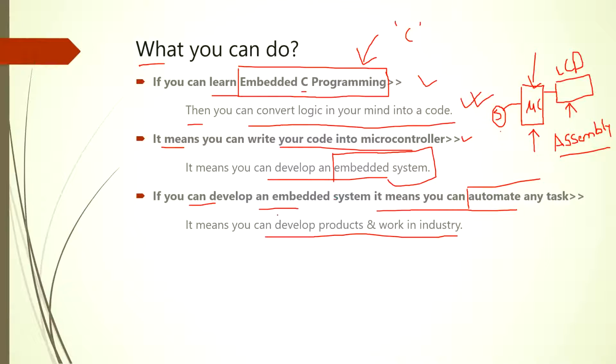Once that is done, the only point is that we need to develop a product. We can develop a product of our own, and also we are eligible to work in industry, which means for development of embedded systems. So these are the main 3 points to consider when thinking of a career in embedded systems. First, you should learn C programming, then you should learn how to burn it into a microcontroller, then you can think of some system which you can automate.